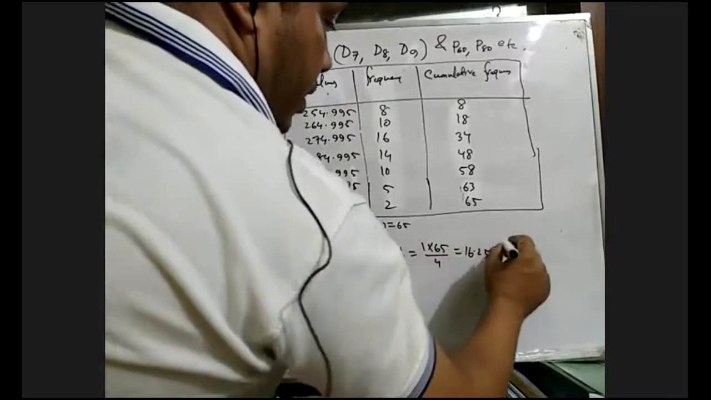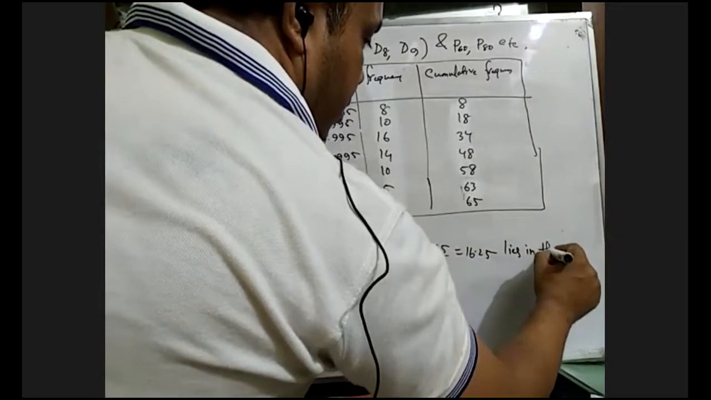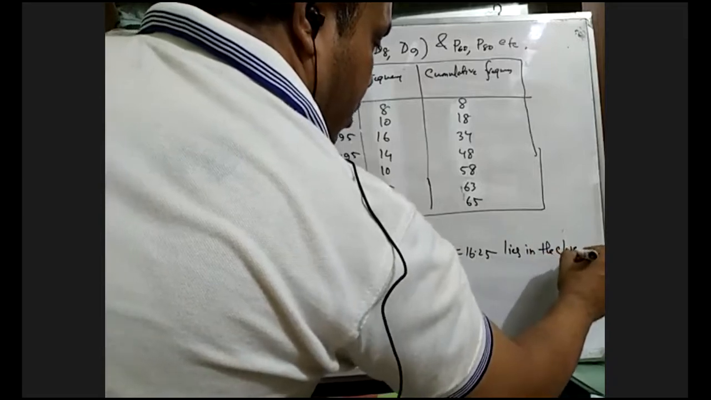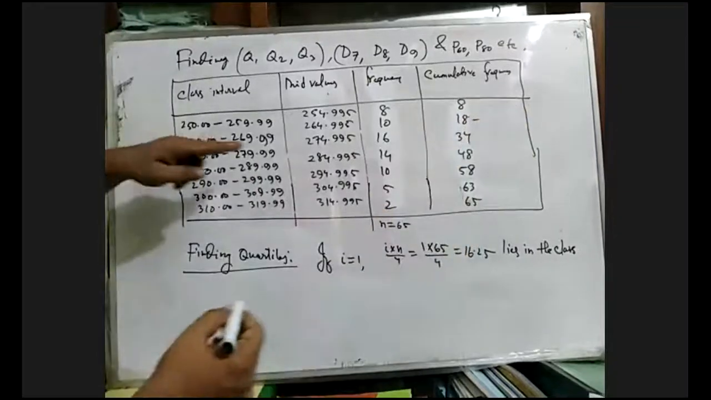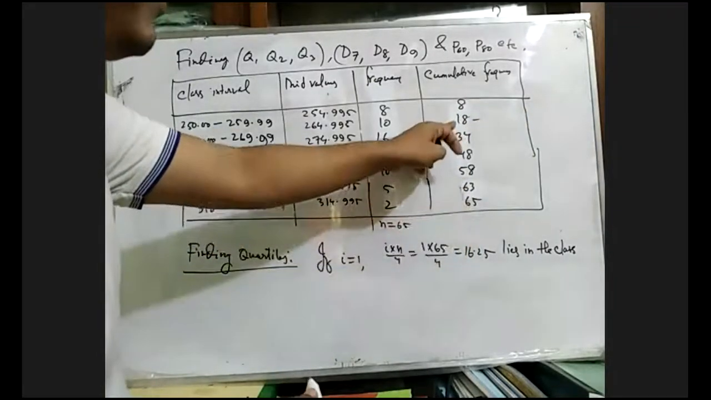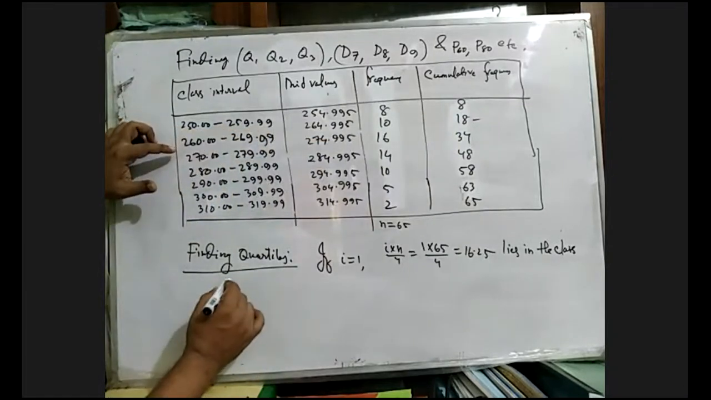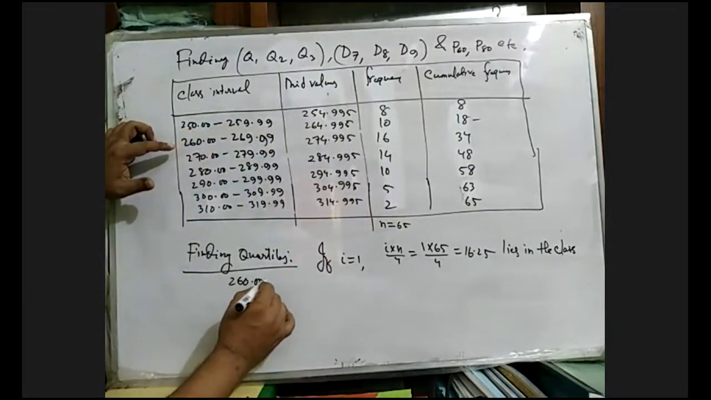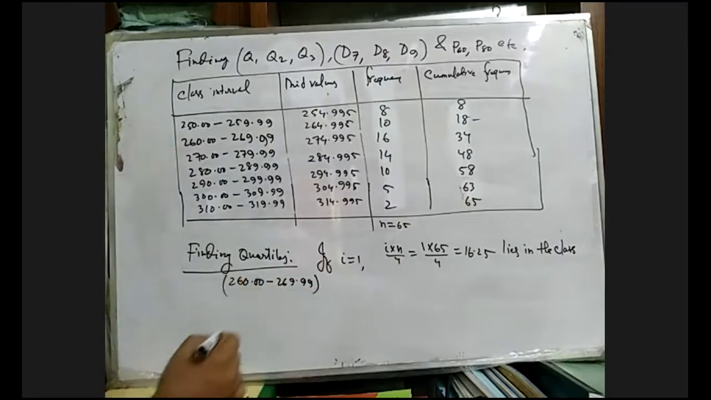16.5 lies in the class. In which class? Actually in this class. 16.5 lies in this cumulative frequency. So it lies in which class? 260.00 to 269.99. Okay, it lies in this class.